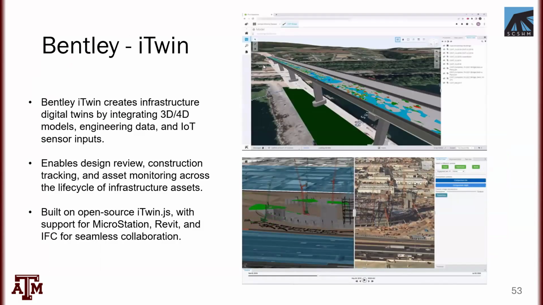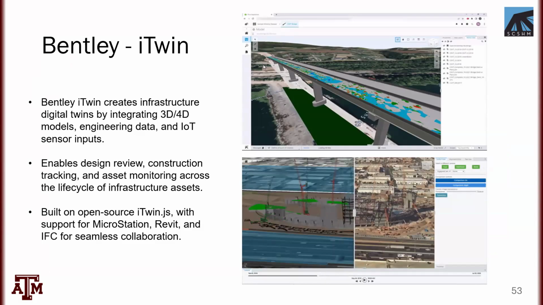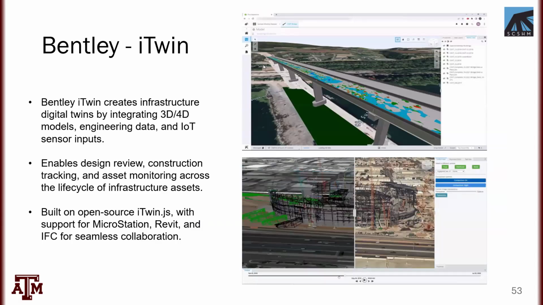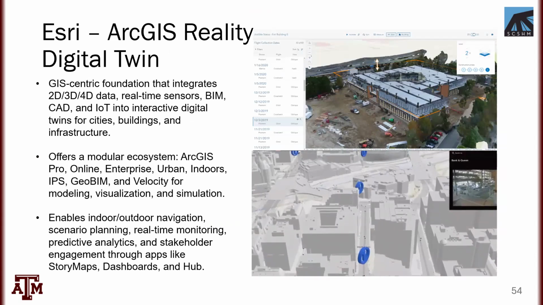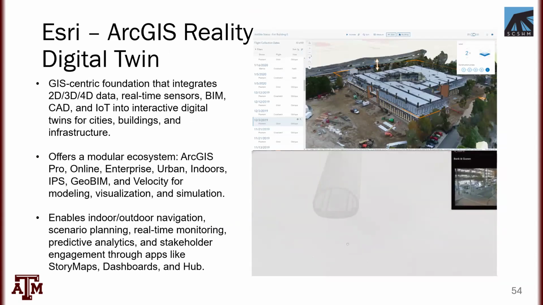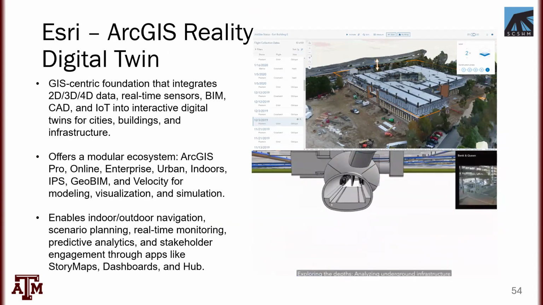Bentley serves much of the civil infrastructure, mostly on the construction side. So they have those 3D, 4D BIM type developments where you can look at the temporal evolution of the construction. Esri's ArcGIS Reality Digital Twin is mostly for those larger projects, but it also allows indoor-outdoor navigation.